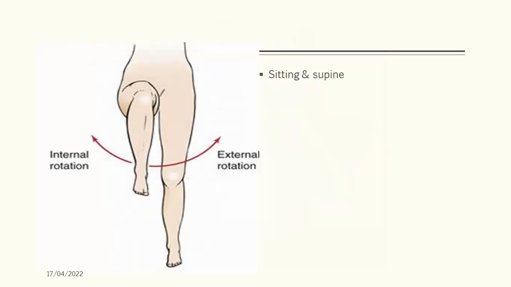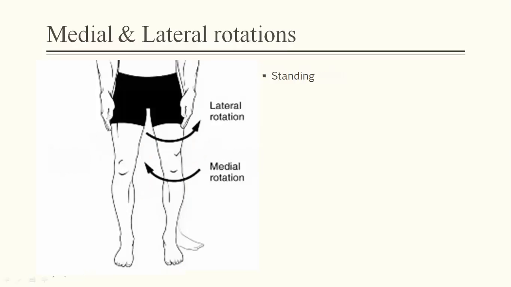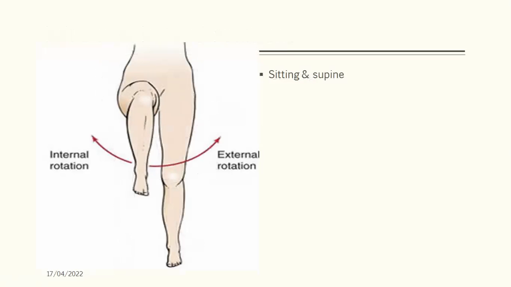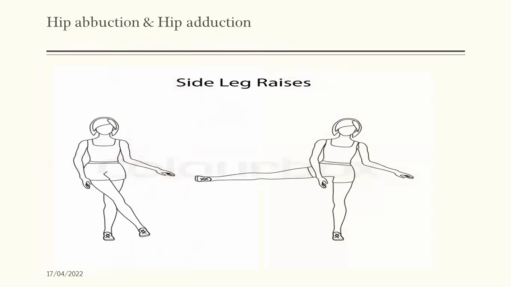And in sitting and supine, this is the internal rotation with the knee flexed. Internal rotation is when the great toe is inside, and when the great toe is outside, then it is the external rotation. So there is a difference between the medial and lateral rotation in sitting and standing. You have to identify this trick: how to identify the medial and lateral rotation of the hip in standing and in supine or sitting.